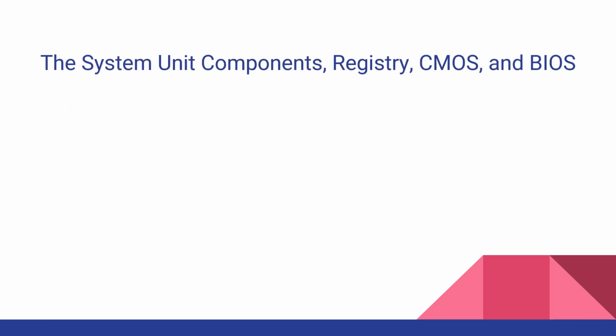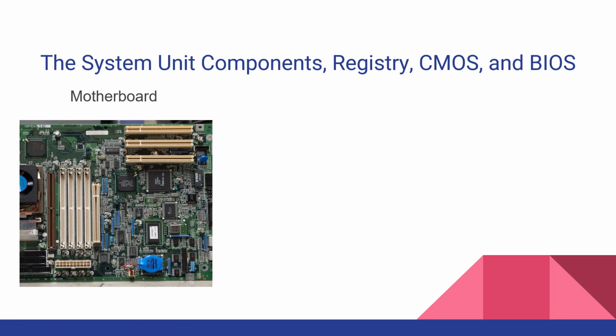The system unit components: registry, CMOS, and BIOS. The motherboard. This system component is the core system. Literally, it is the hub of the computer. It can also be called the system board or main board. All of the other system components are linked to it in one way or another. This part usually includes all the controllers managing all the standard peripheral devices such as mouse and keyboard.